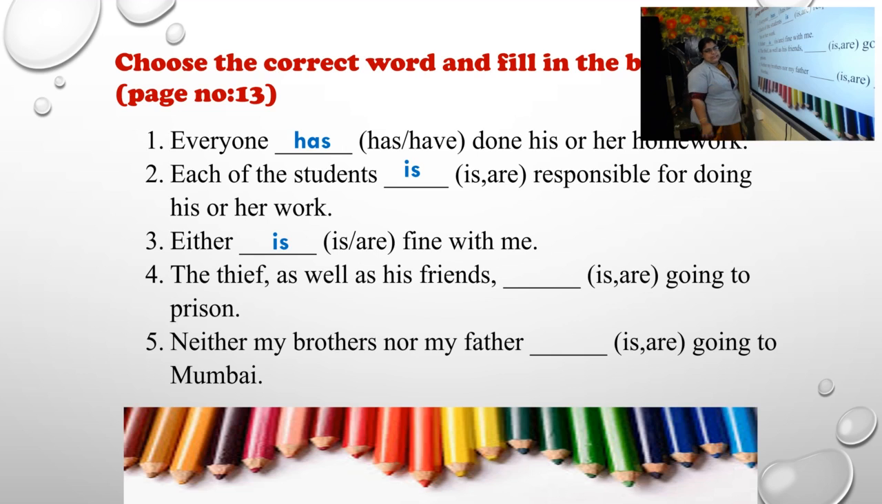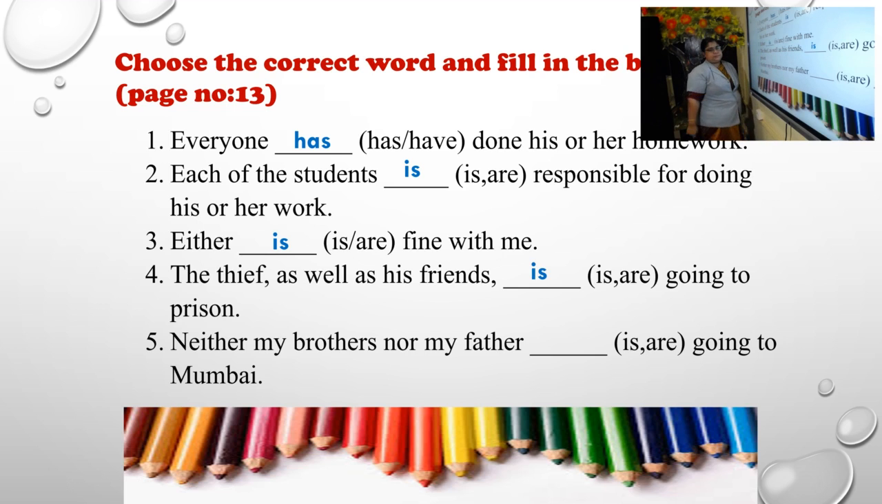Can we move to the fourth one? The thief as well as his friends dash going to prison. Yes, which is the subject part? The thief. Thief is singular or plural? Singular. So what is the answer? Yes, you are right. Is. The thief as well as his friends is going to prison.